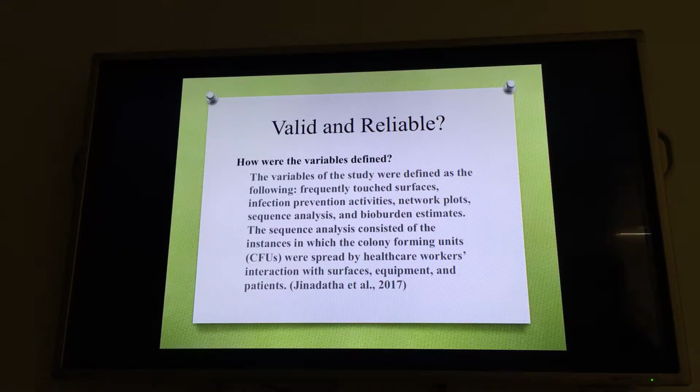Valid and reliable. How were the variables defined? The variables of the study were defined as the following: frequently touched surfaces, infection prevention activities, network plots, sequence analysis, and bioburden estimates. The sequence analysis consisted of the instances in which the colony forming units were spread by healthcare workers, interaction with surfaces, equipment, and patients.